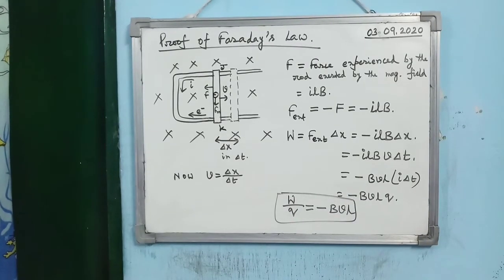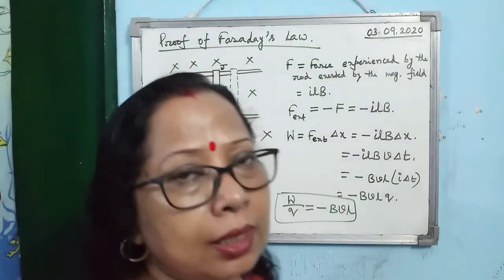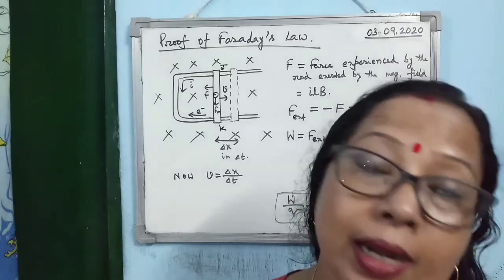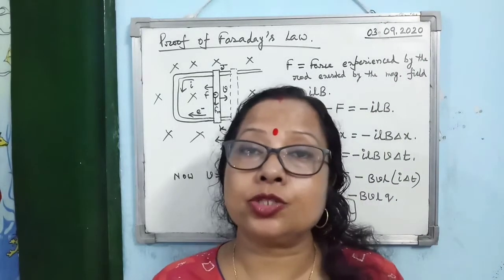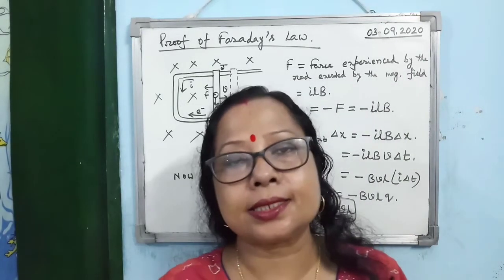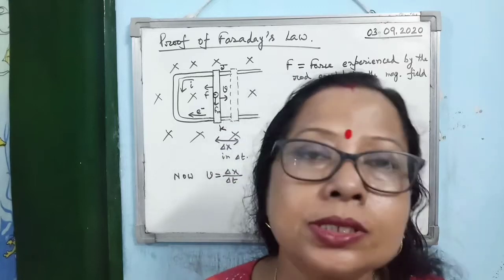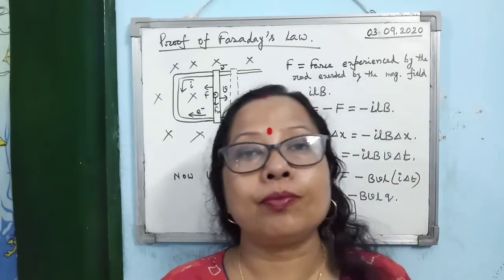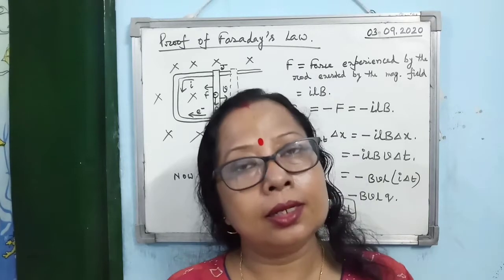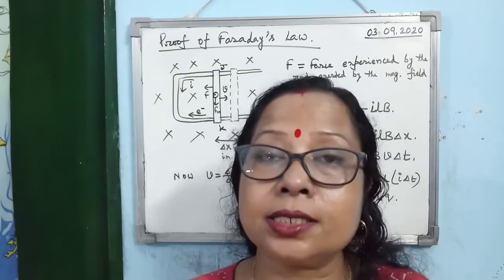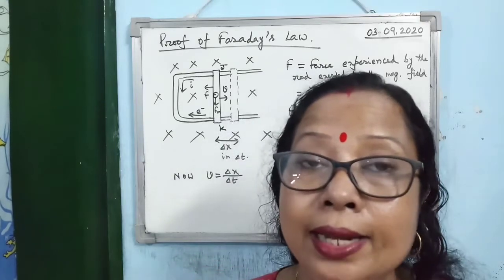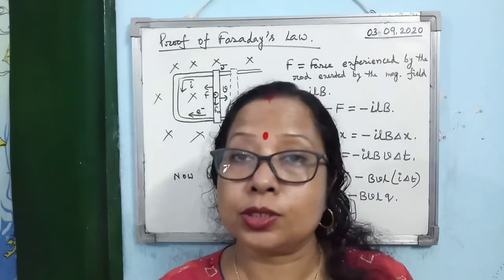Now by applying the concept of motional EMF, we can prove Faraday's law. Alright, what is Faraday's law? I hope you can remember. When the magnetic flux linked with a closed circuit changes, then an EMF will be induced in the circuit, which is given by the negative rate of change of magnetic flux linked with the circuit. Isn't it? E is equal to minus d phi by dt. Can you remember? And the minus sign indicates that it should oppose the cause.